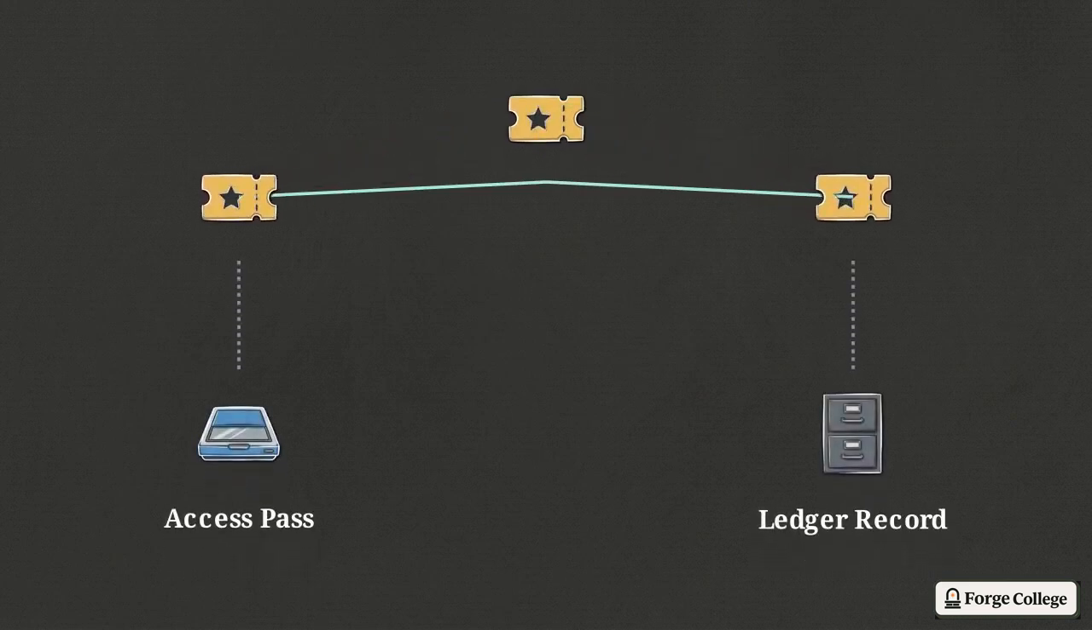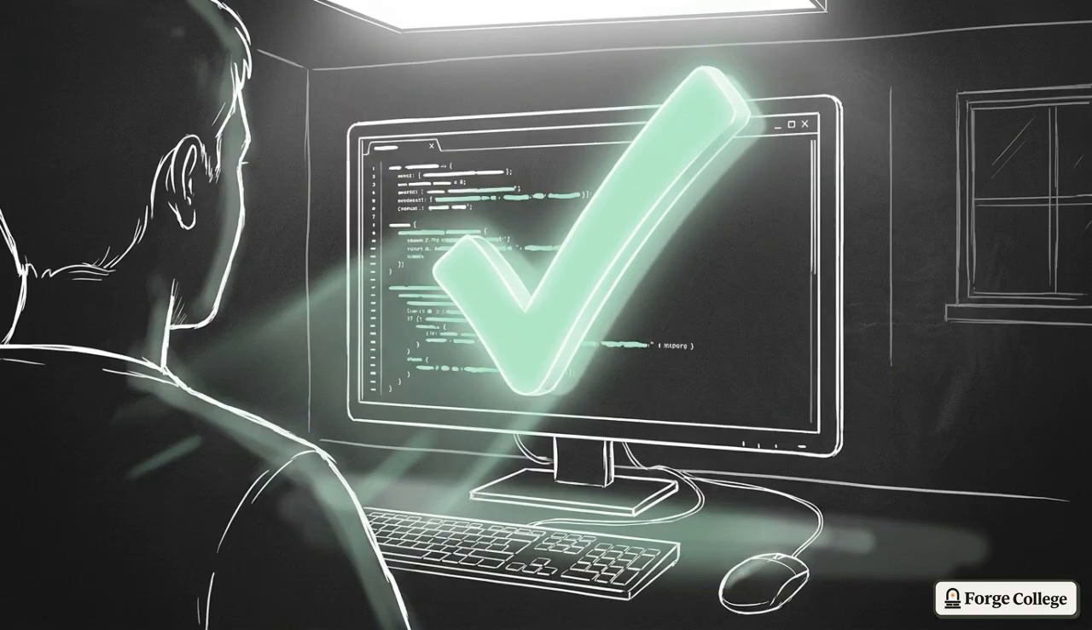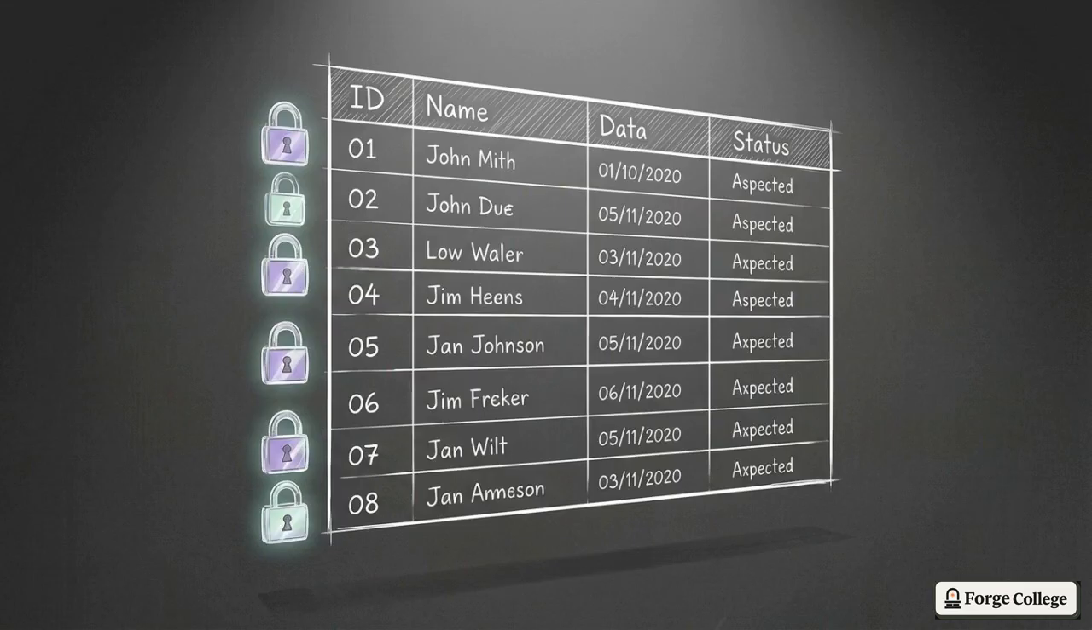The security scanner is the access pass, a real-time smart contract check allowing the transaction. The filing cabinet is the ledger record, a permanent history for regulators proving exactly who was approved. A developer's job is to choose a design that provides a fast access pass for the user while maintaining a reliable ledger record for the back office.